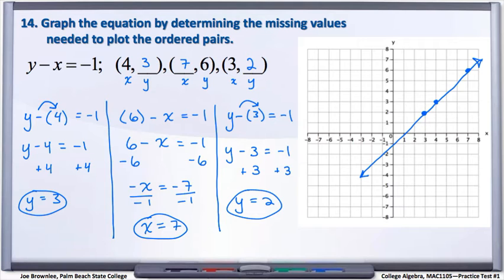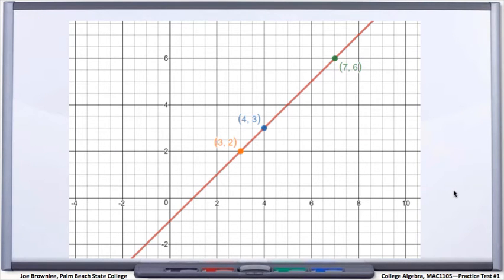Now I went ahead and graphed this on a computer just to visually see that the line that we graphed was correct. And so you can see here we have all of our points, 7, 6, 4, 3, 3, 2, and of course the red line itself is y minus x equals -1. We were able to find all these points just using algebra, but it's nice to use some technology, get in the habit of double checking yourself.